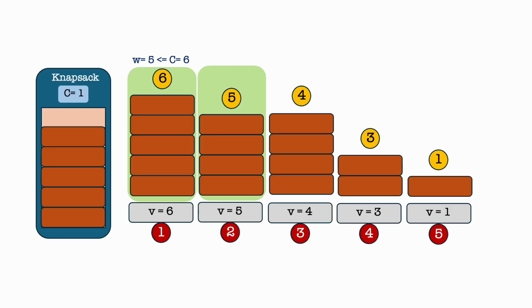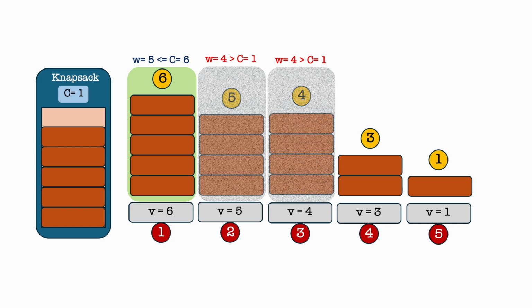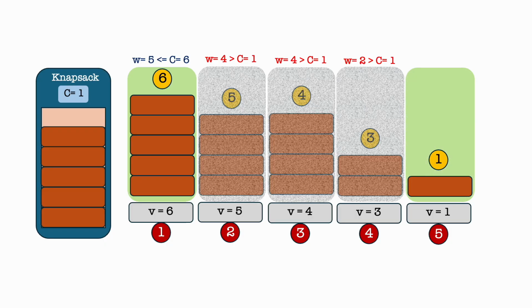Let's try the second item in the order. Since its weight is more than the weight capacity of the knapsack, we cannot keep it in the knapsack. Let's try the third item. Again, its weight is more than the capacity. We cannot keep this in the knapsack. Let's try the fourth item in the order. Again, we cannot keep this item in the knapsack. The last item has a weight of 1, which is equal to the remaining capacity of the knapsack. We can keep this item in the knapsack. Knapsack is full now.